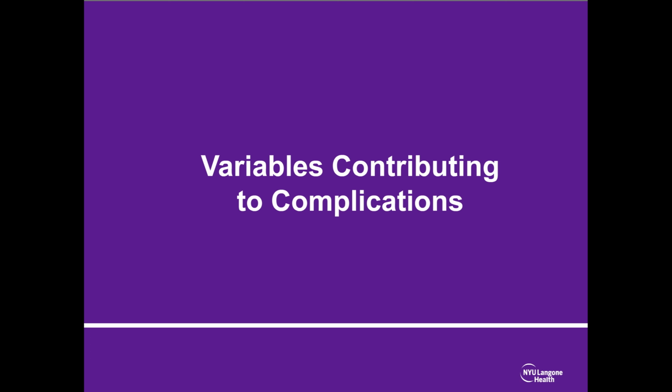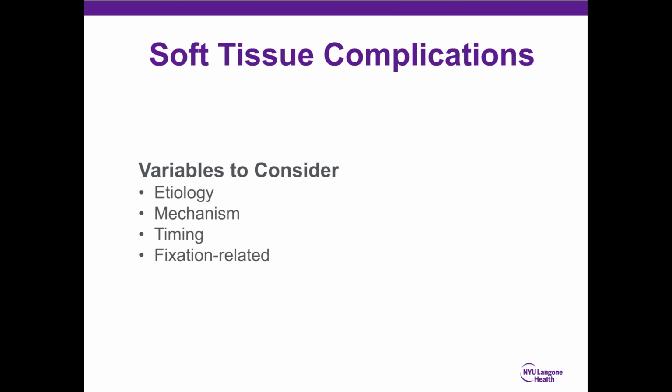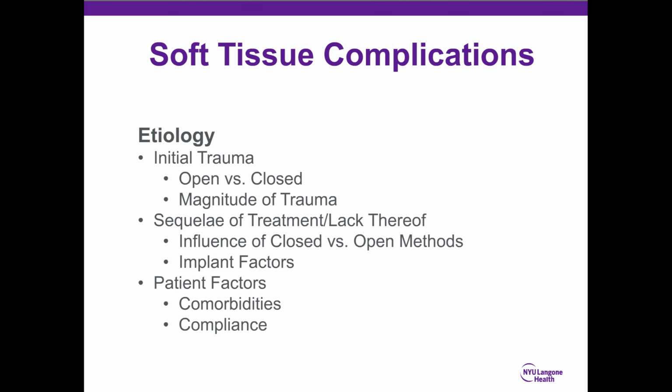I did. Well, because we're already over time, let me try to make a quick tour through this and touch on some of the variables contributing to the complications. So, first of all, how you got there is one issue: the etiology and the mechanism, the timing, and then many are fixation-related. When I say etiology, I really have to think about the magnitude of the initial trauma, obviously the usual suspects, whether this was an open or closed injury.